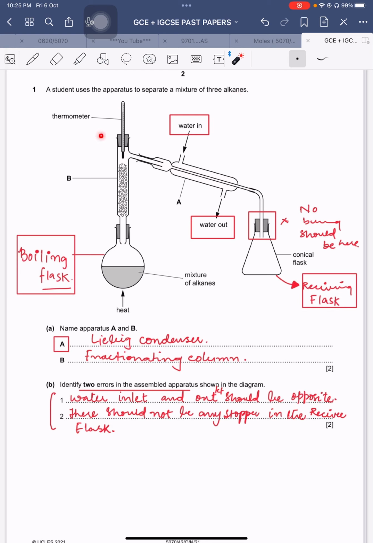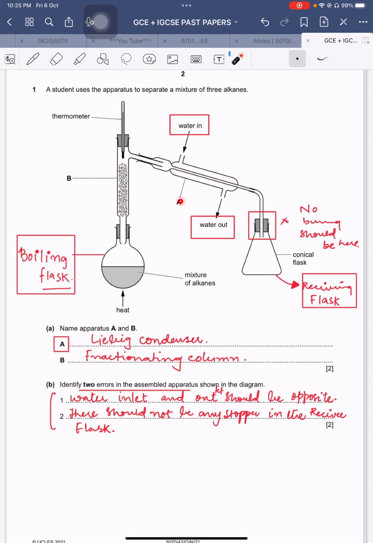Okay, so what is this apparatus for? This apparatus is for fractional distillation. How can you have an idea? You can look into this apparatus, and that is called a fractionating column. Here the examiner is asking this as well: what is the name of B? It is called fractional distillation with glass beads. Okay, or this is called the condenser.